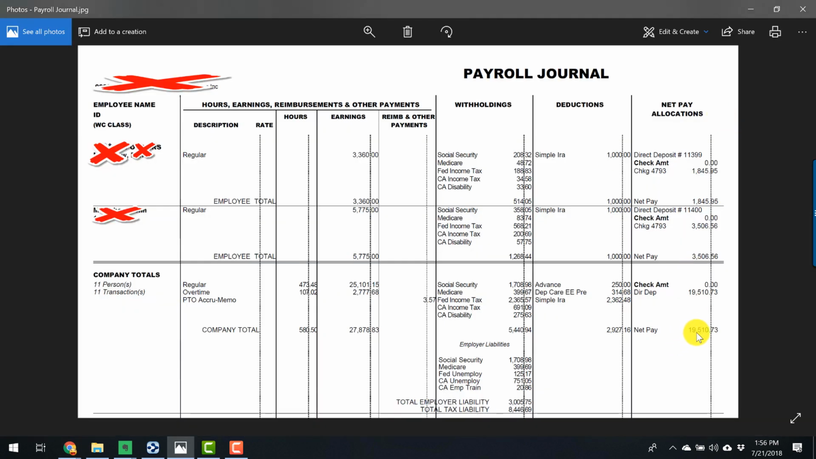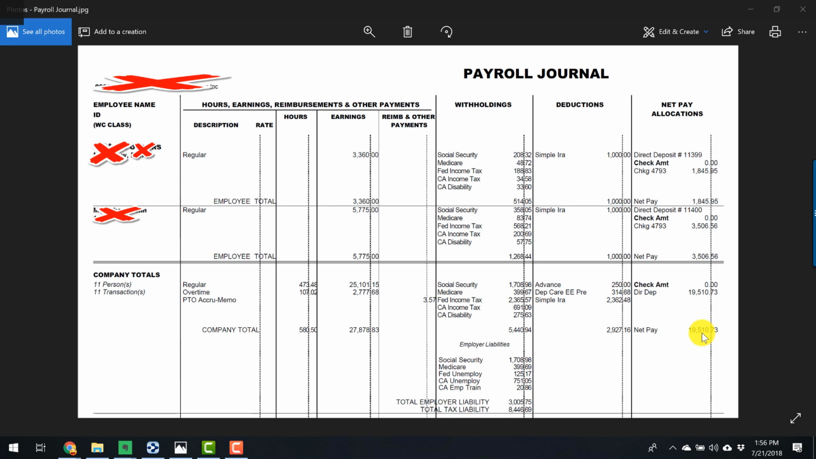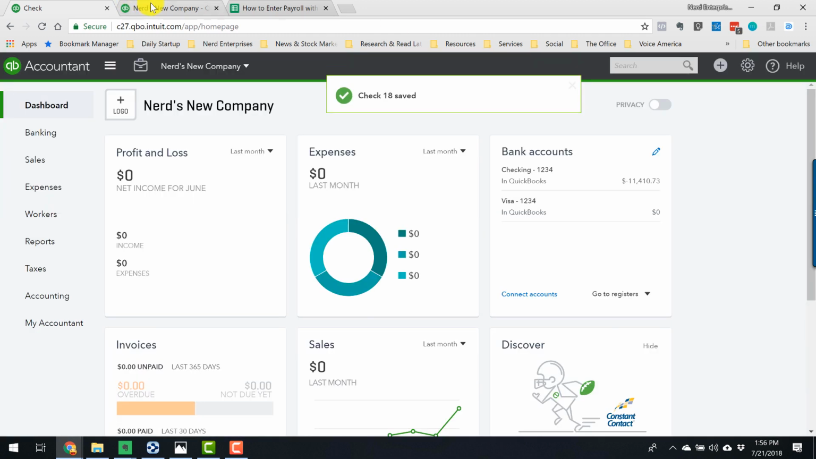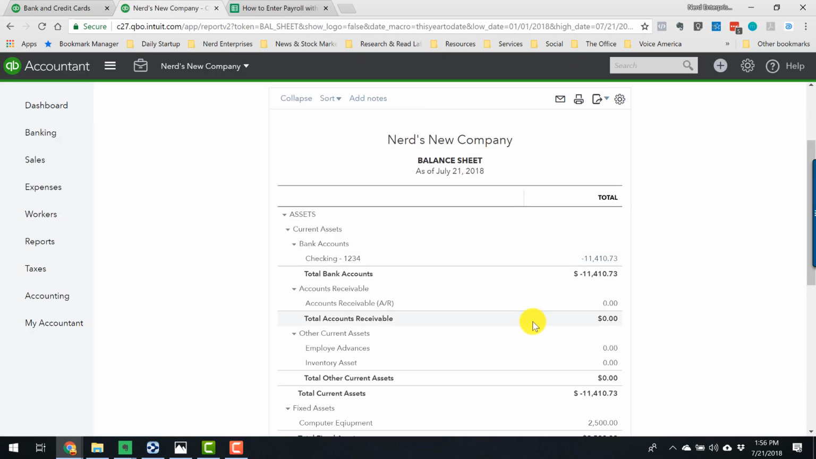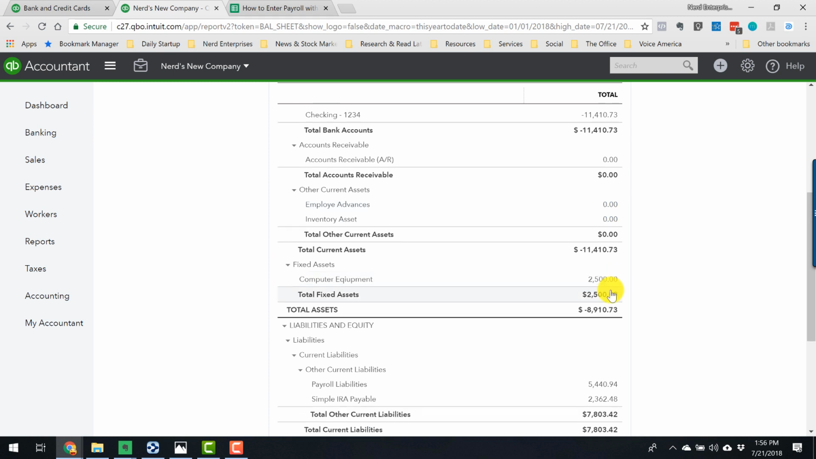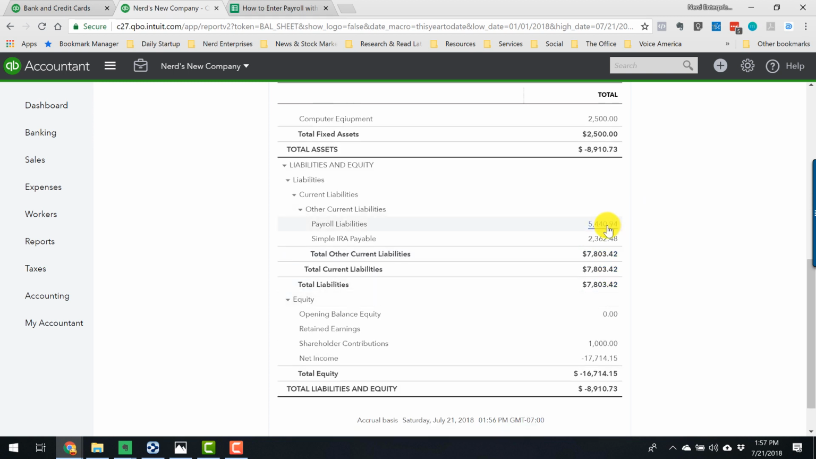Always check to make sure it agrees. Down here we are, net pay $19,510.73. Excellent. I can hit save and close. And a couple things are going to happen there. Now my employee advances is 0 because I got that money back through this payroll that we just recorded. But we have the payroll liabilities. Notice the 54, 40, 94, and then we have the IRA.